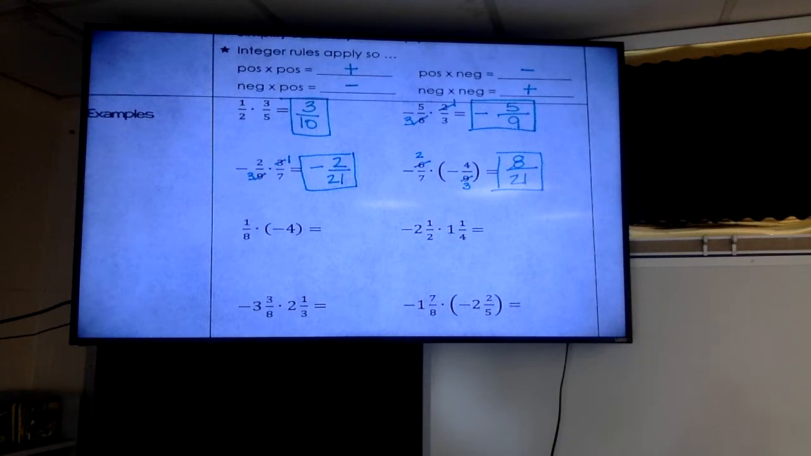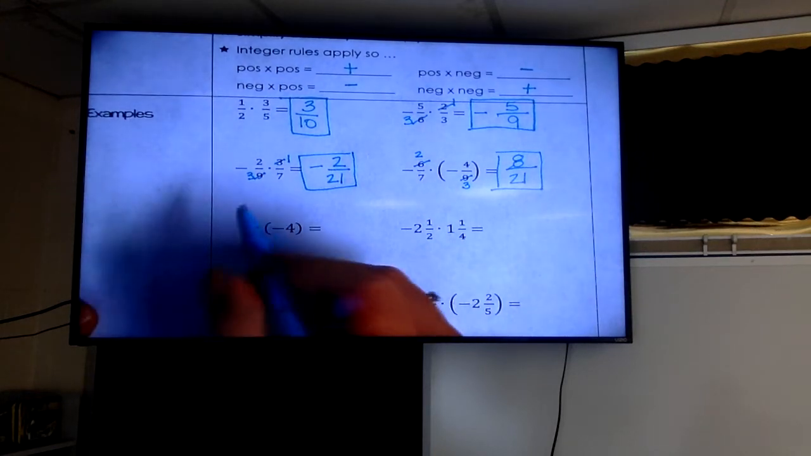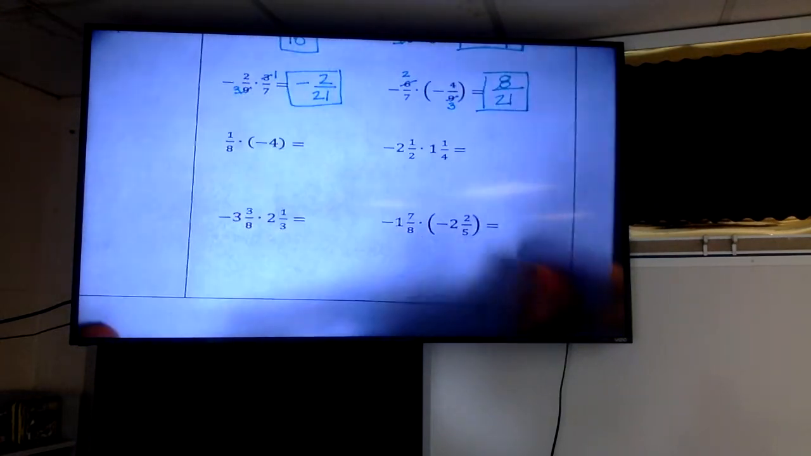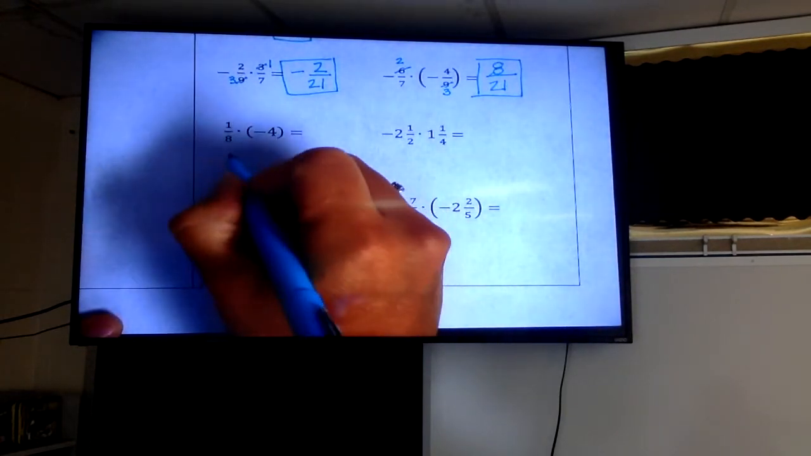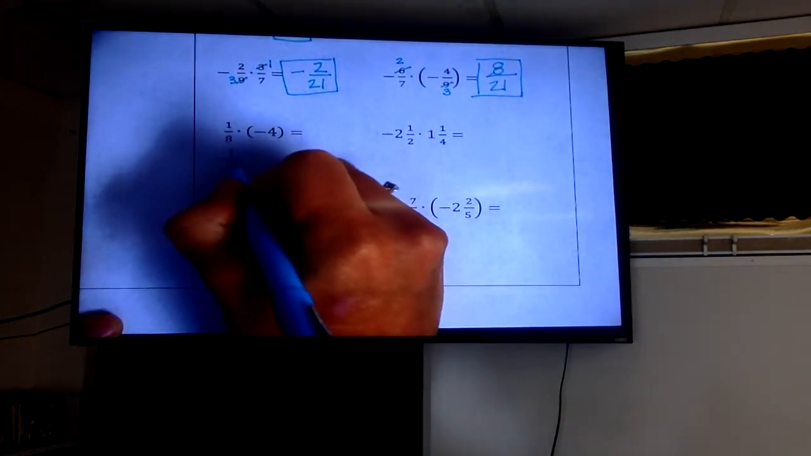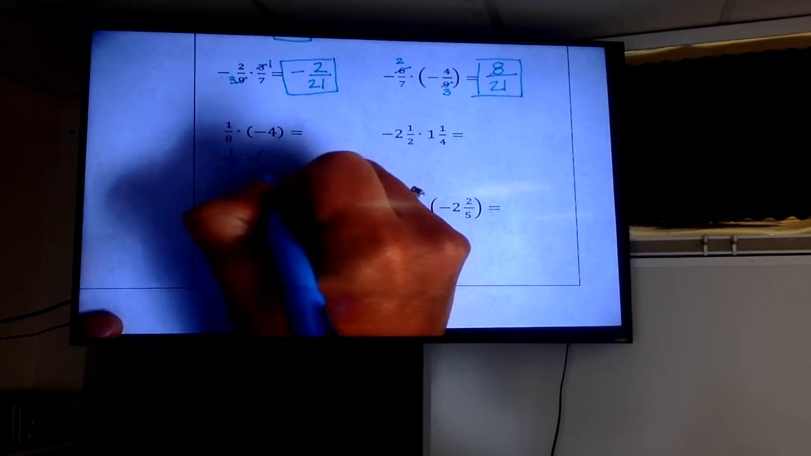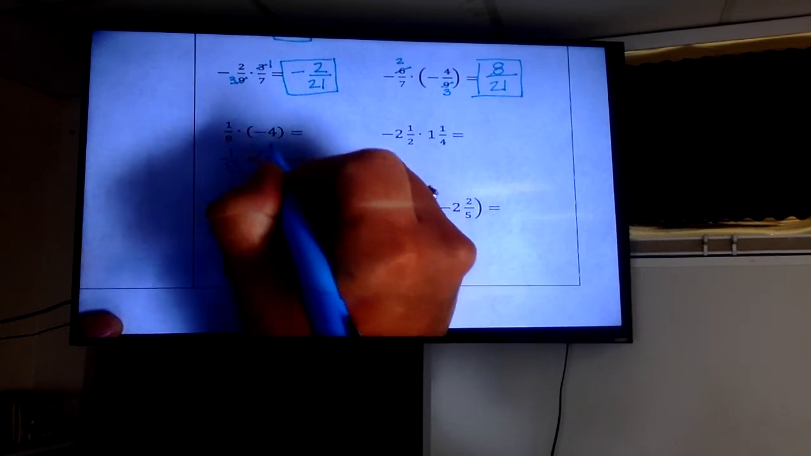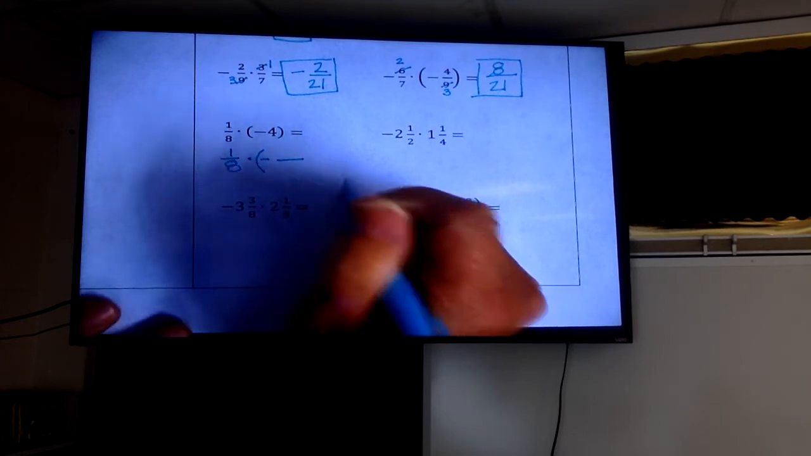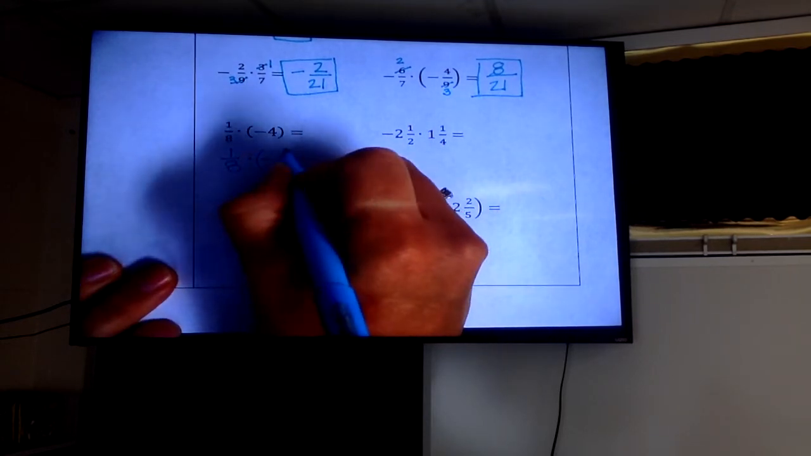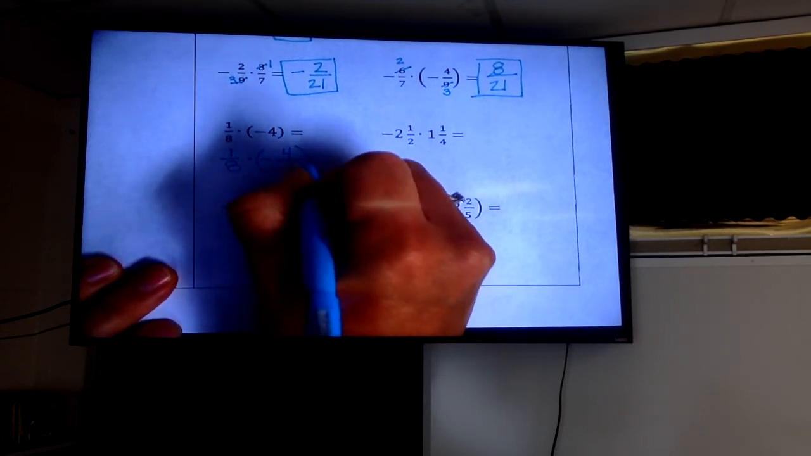All right, so now we're going to start doing some mixed numbers too. So I have 1/8 times negative 4. So I'm going to rewrite this as 1/8 times negative. Now, when I have a whole number, remember we can write that as a fraction by placing it over the number 1. So I'm going to say negative 4/1.